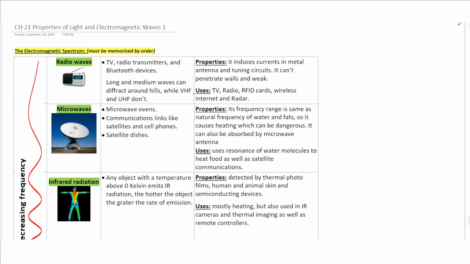We also use microwaves in microwave ovens, in which they are directed towards the food, and the water and fat molecules in the food vibrate faster or resonate with the wave, and start gaining kinetic energy, so the temperature of the food increases inside the oven.